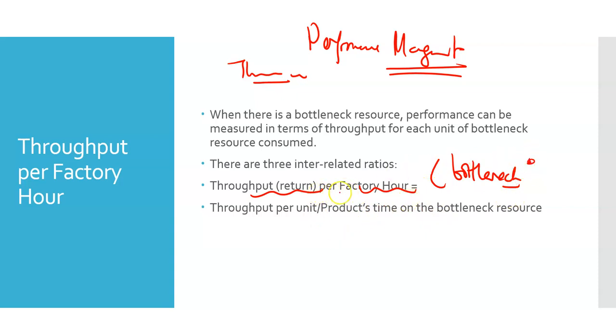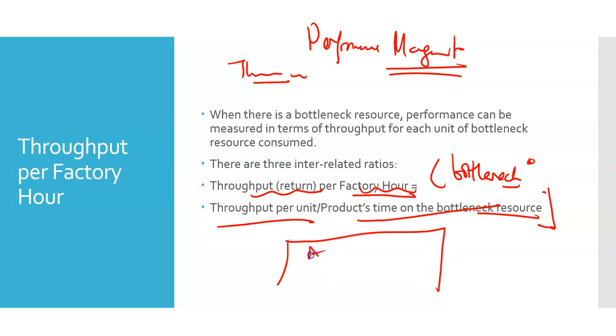So when we discuss the return per factory hour, we're really saying: what's the throughput per unit divided by the product's time on that bottlenecked resource? We've just done that, right? If we're in the same factory and we have to do A, B, C, and D, we can compare them by looking at the throughput for each unit, based on its time on this bottlenecked resource. So that's one measure of efficiency.